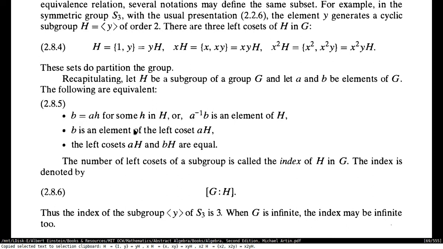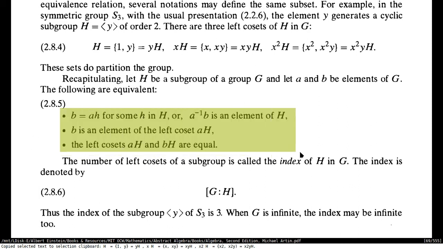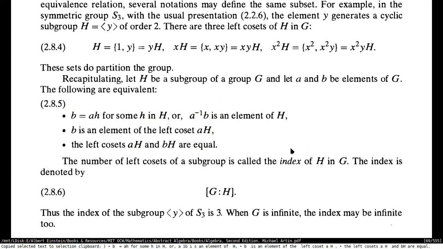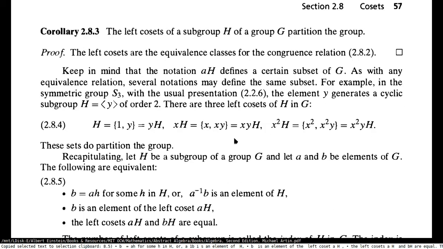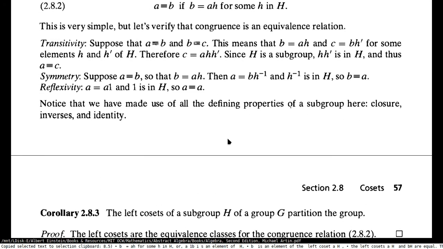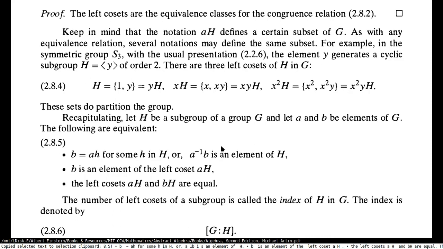So yeah, if you just try to remind yourself that H is indeed a subgroup, these conditions are going to be equivalent in the sense that if you have some B, then it should be equal to AH for some H in the subgroup H. Then B is an element of the left coset AH, and the left cosets AH and BH are equal. Alright, so these three are equivalent from what we've just proved, right? Because you have the congruence relation between each other.